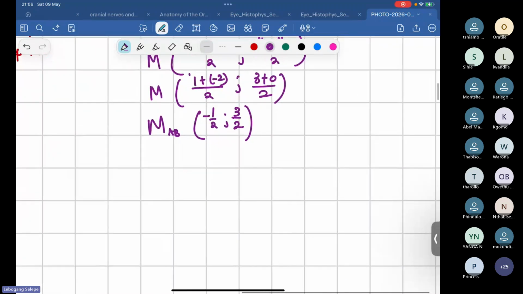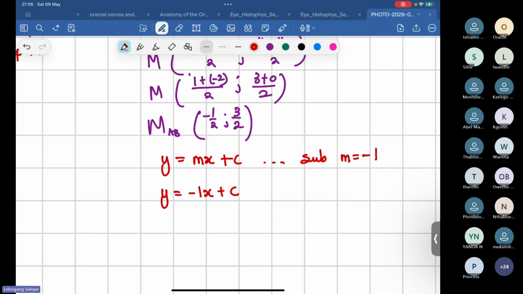Remember, our equations are always determined in the form y is equal to mx plus c, right? So first things first, as I said, you substitute the gradient, which is negative 1. So this is going to be y is equal to negative 1x plus c, which is basically y is equal to negative x plus c, right?